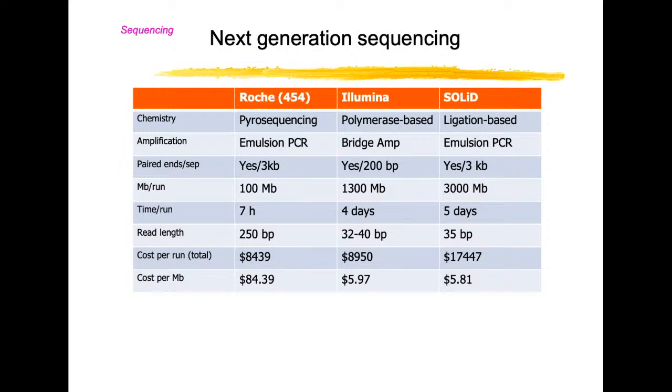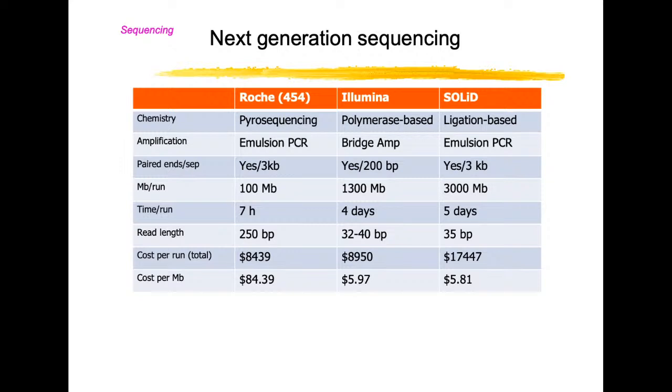And the time that they take. Initially Roche used to take 7 hours and the others days, 4 days or 5 days. So in order to run the complete human genome, Roche is the best one per run. In 7 hours, you get about 100 megabase pairs. Whereas in Illumina, in 4 days, you get about 1300 megabase pairs. Whereas in 5 days, you get about 3000 megabase pairs.